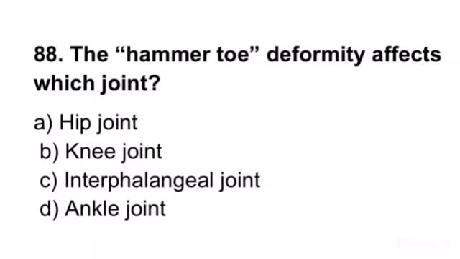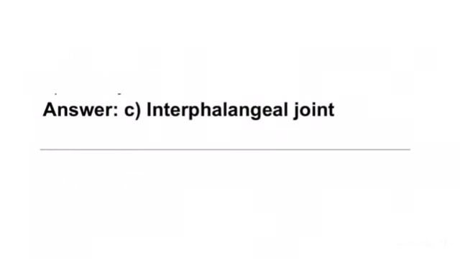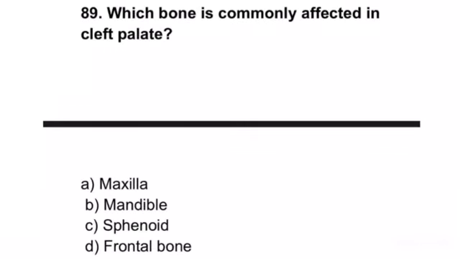88. The hammer toe deformity affects which joint? A. Hip joint. B. Knee joint. C. Interphalangeal joint. D. Ankle joint. Answer, C. Interphalangeal joint.